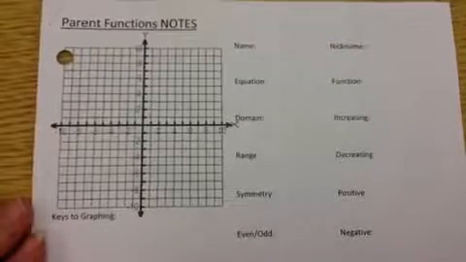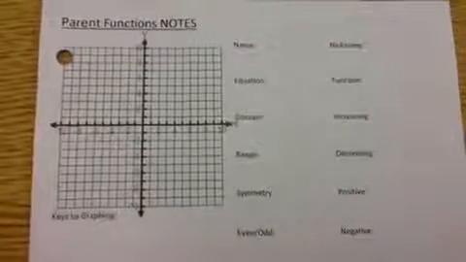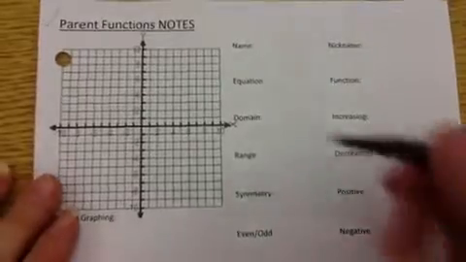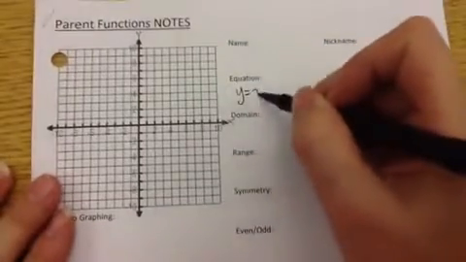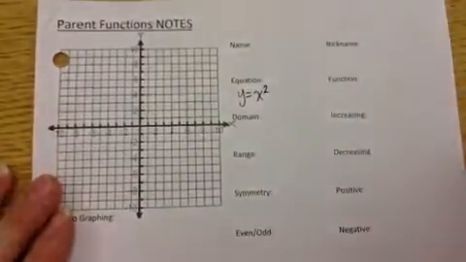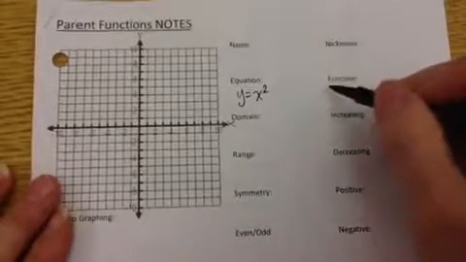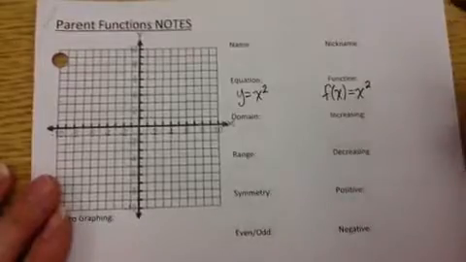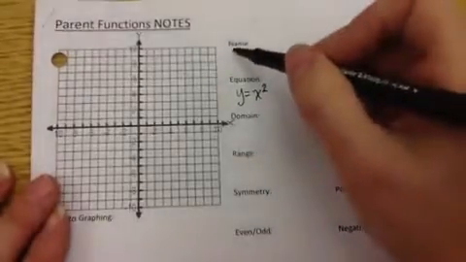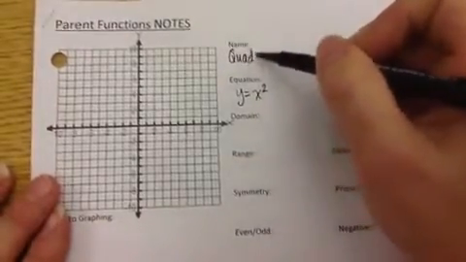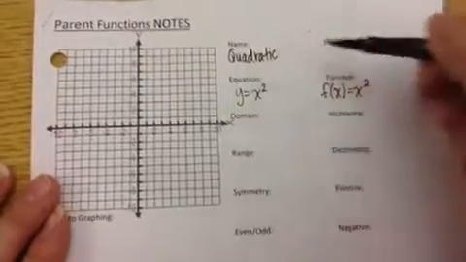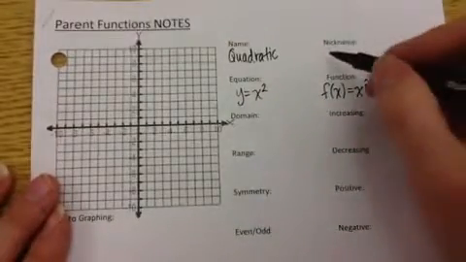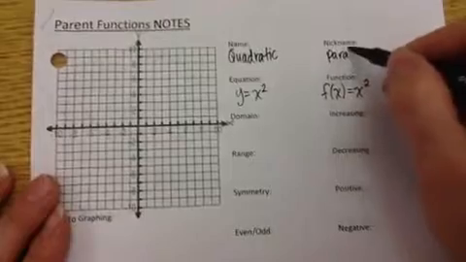What we're working on today is parent functions. We've already worked with one parent function. It was y equals x squared. In function notation, that was f of x equals x squared. And remember that these are called quadratic functions, but we usually call the shape a parabola.